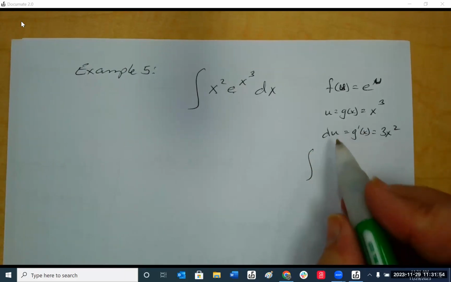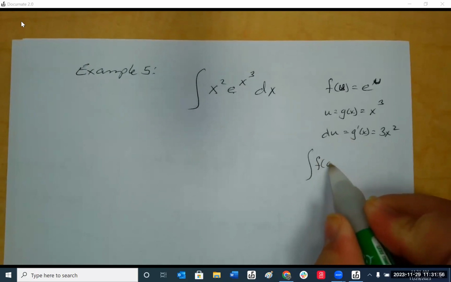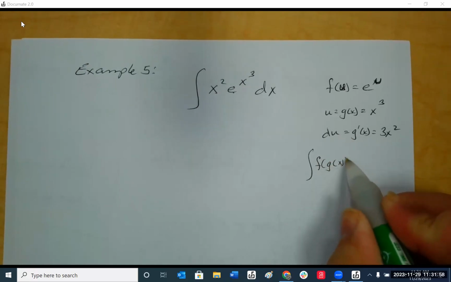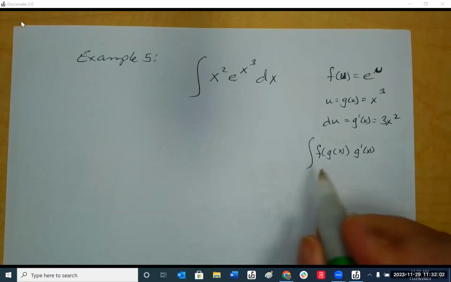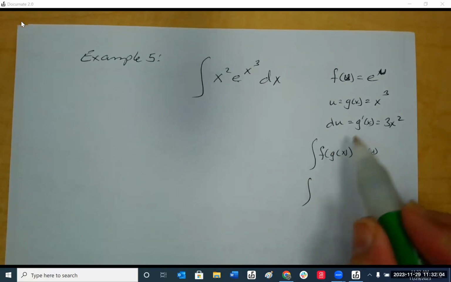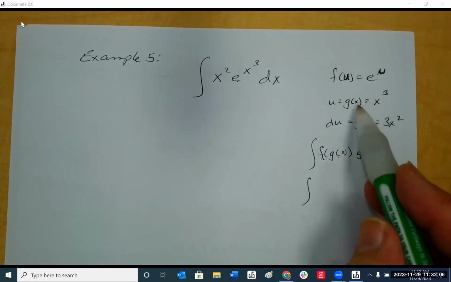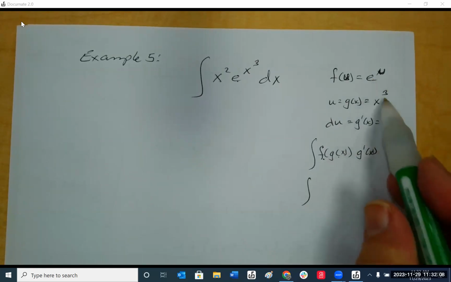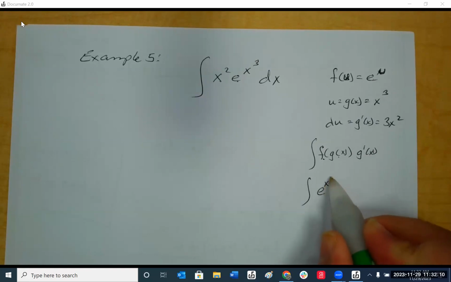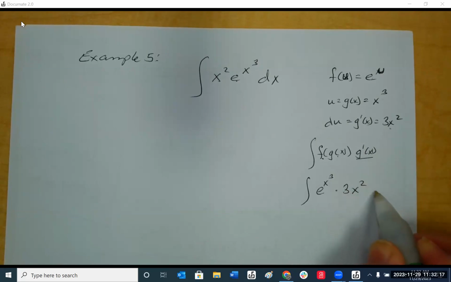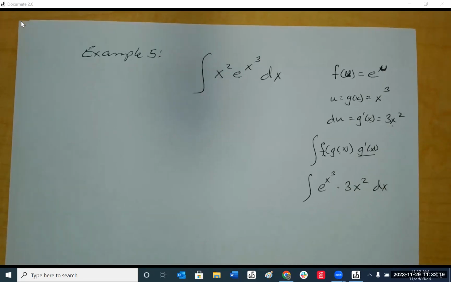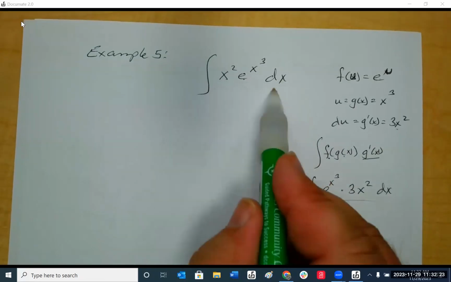When we put everything together, f of g of x, g prime of x, what we should have is e to the x cubed times g prime, which is 3x squared dx. That's what we should have. That's not what we have. What are we missing?